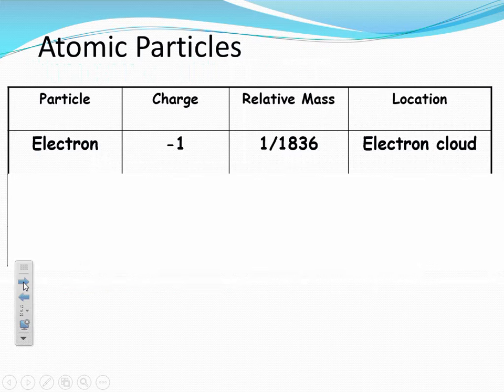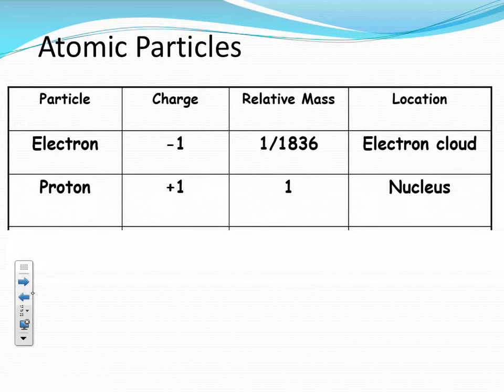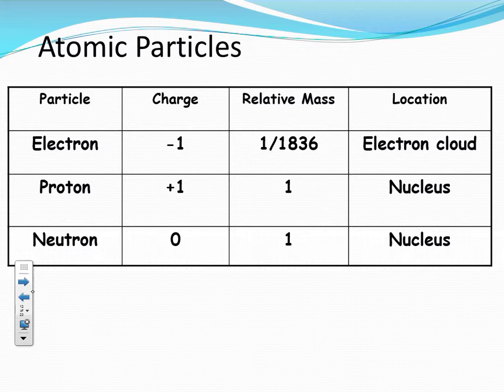We know that electrons have a -1 charge, and they're located in the electron cloud. Their mass compared to a proton or a neutron is just 1/1836. They're so small, we tend to ignore their mass. A proton has a +1 charge. We say its mass is 1, and it's located in the nucleus. The neutron has no charge. It has the same mass as a proton, and it too is in the nucleus. So now we're at our model of the atom.